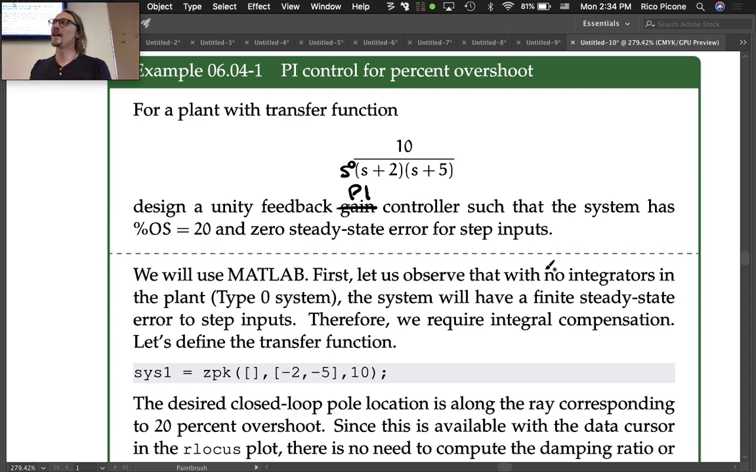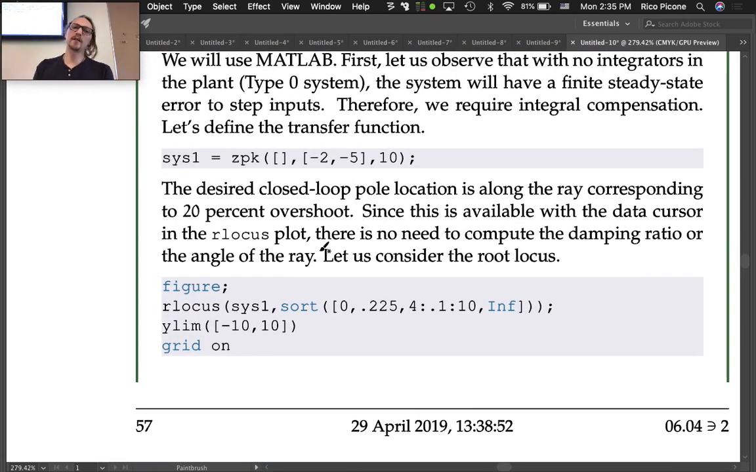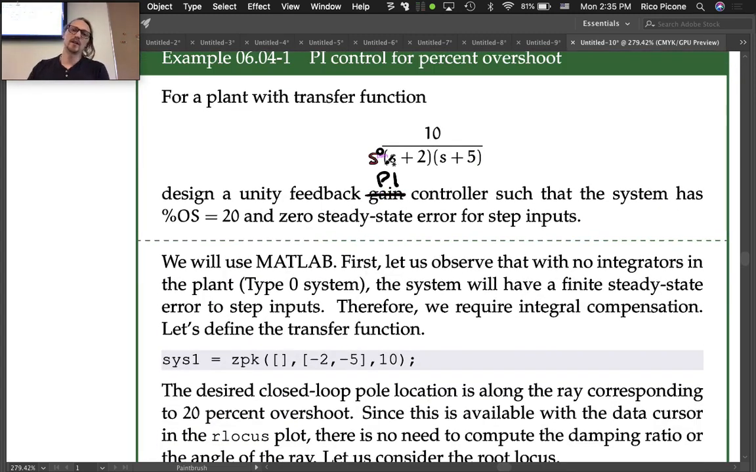So that is our approximate approach here: we're just going to include an integral compensator and get 0 steady state error. So let's start off by defining the transfer function. This is just taking our transfer function and using ZPK to define sys1, which has a pair of poles at -2 and -5, no zeros, and a gain value of 10, right there.